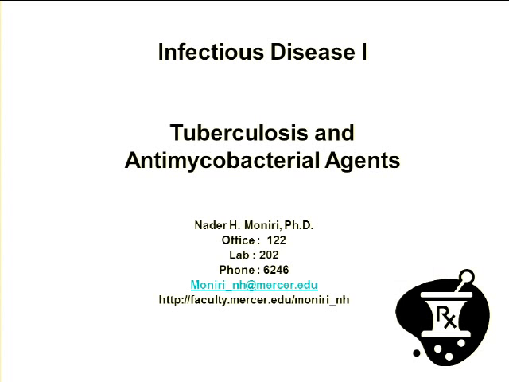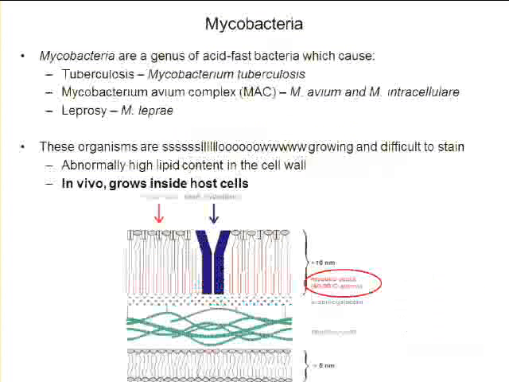So TB is a unique infection caused by a unique organism. The class of bacteria that cause tuberculosis is called mycobacteria. This is the genus of acid-fast bacteria. What does acid-fast mean? Acid-fast means that when we do a gram stain and we wash with acid to get rid of the first stain, these don't wash properly. So the acid doesn't do anything.